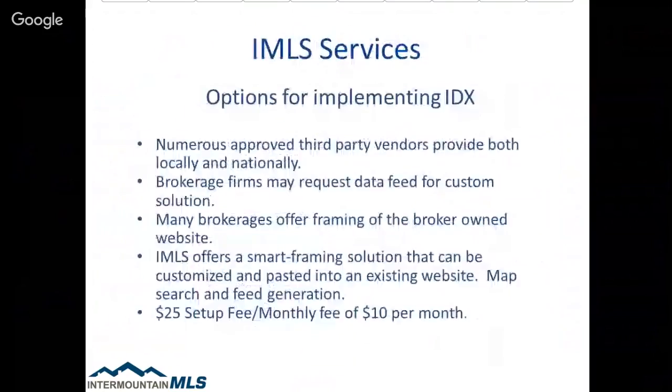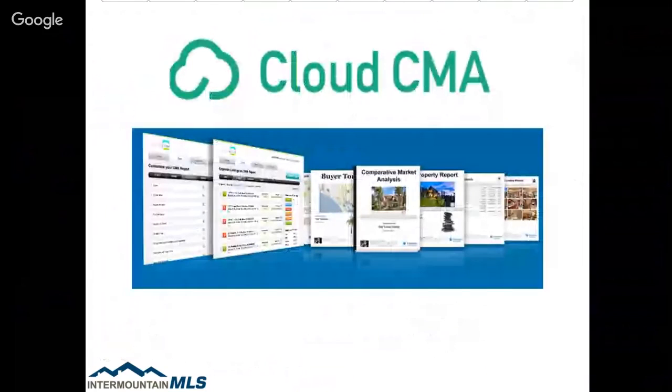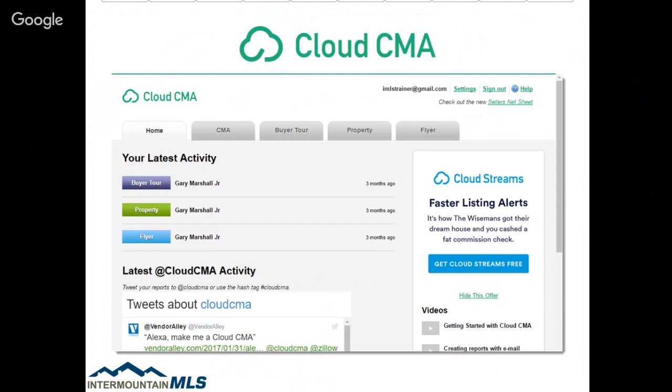All right, so that's CRS data. Cloud CMA. Cloud CMA is a tool the MLS provides. Again, it's like CRS data. It's free. It allows you to create CMAs, flyers, property reports, and buyer tours. And Cloud CMA, when you open it up, it initially has you log in, and it connects your email address to your Cloud CMA account, so then you can get in there from the dashboard anytime you need to.